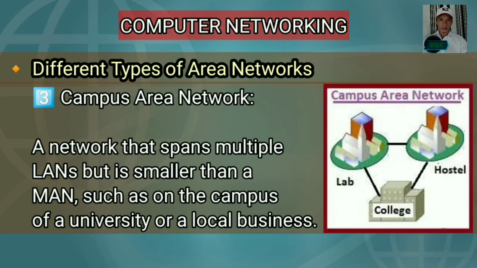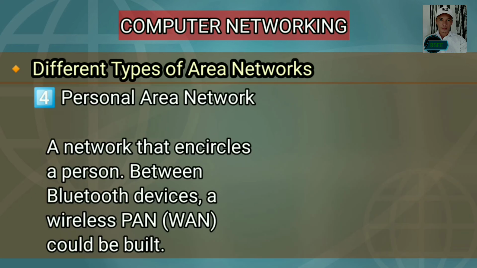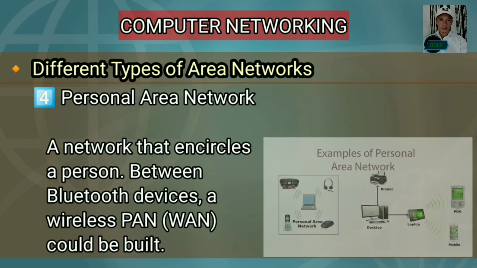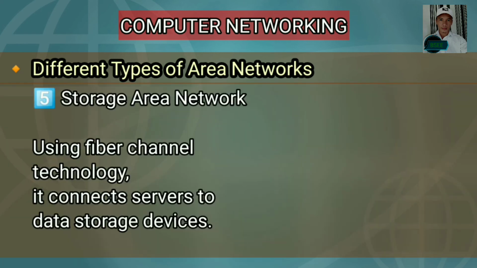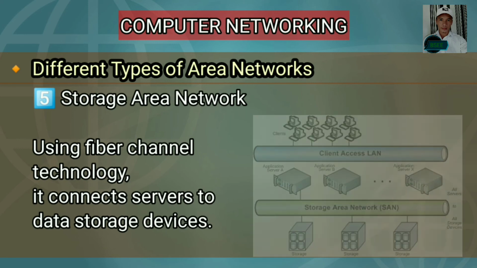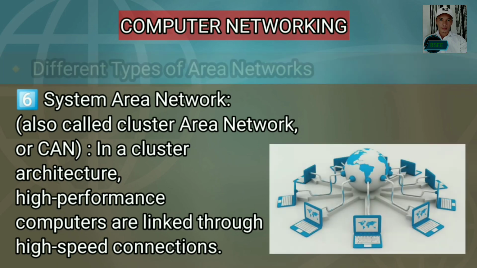A network that spans multiple LANs but is smaller than a MAN, such as on the campus of a university or a local business. And number 4, personal area network. A network that encircles a person. Between Bluetooth devices, a wireless PAN could be built. Number 5, a storage area network. Using fiber channel technology, it connects servers to data storage devices. Then number 6, system area network, also called cluster area network or CAN. In a cluster architecture, high-performance computers are linked through high-speed connections.